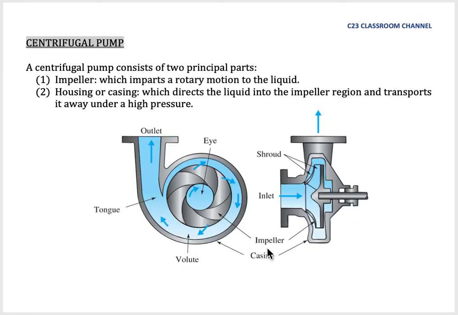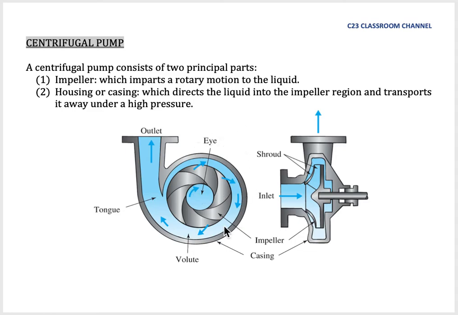Okay, so we enter the topic of centrifugal pumps. A centrifugal pump consists of two principal parts. One is the impeller here, which imparts a rotary motion to the fluid, and then we have a housing or casing here. So this is the housing, which directs the liquid into the impeller region and transports it away under high pressure.